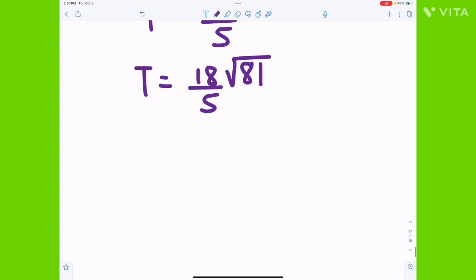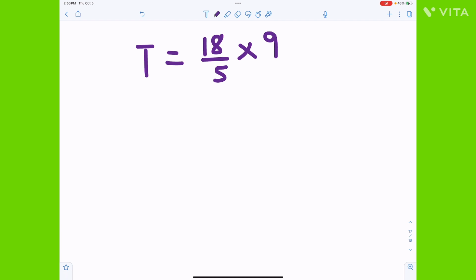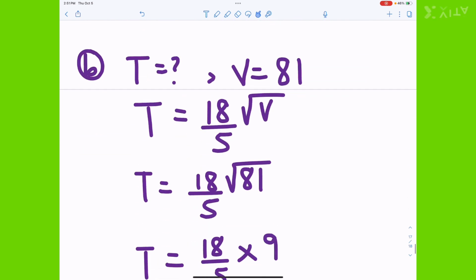All right, now, so going forward, t is 18 over 5 times 9. 18 times 9, what does that give you? 9 times 8, 72. 9 times 1, 9. Plus 7, 16. 162 over 5. So t is 162 over 5 when v is 81.